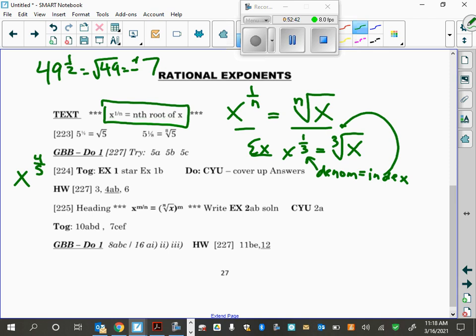Okay, and we'll have a numerator that's bigger than 1. But right now it's 1, so this is what we need to know and what the textbook says. And page 227 says what are these?